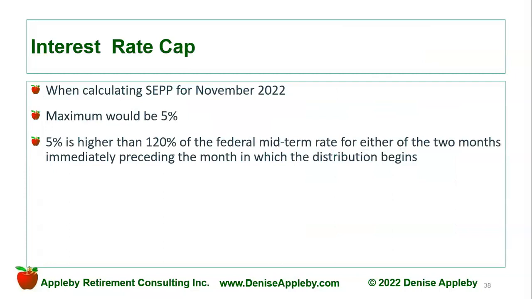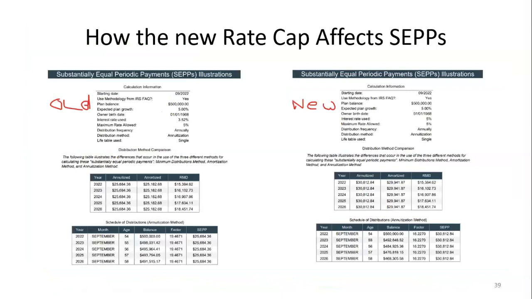Now, when we're calculating a 72T payment for November 2022, we can use either one of those two preceding months, or 5%. We can use the maximum of whatever applies. In this case, 5% would be the maximum because it's higher than 120% of either of those months. Remember, the 5% is a maximum, which means you can use a lower rate if the client doesn't need the full 5% to get what they need.